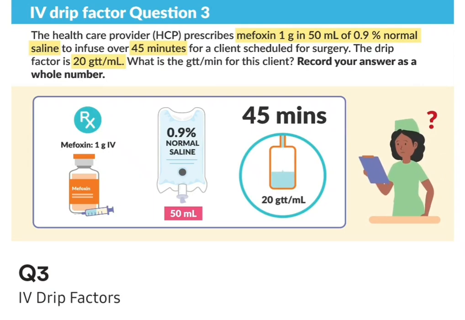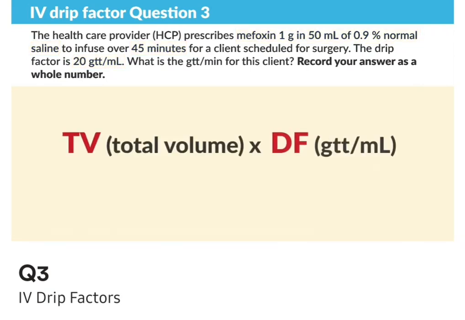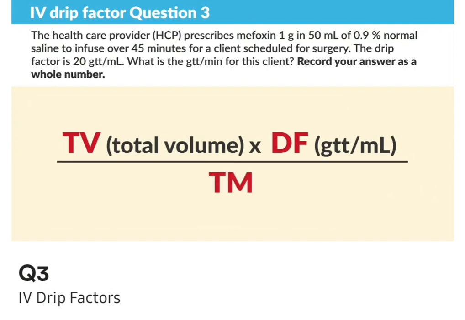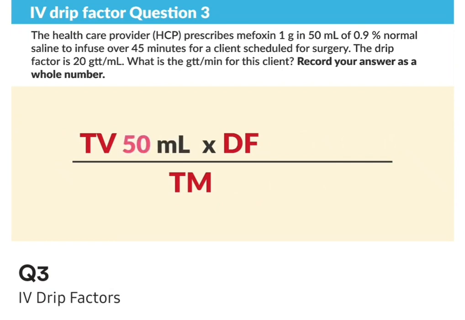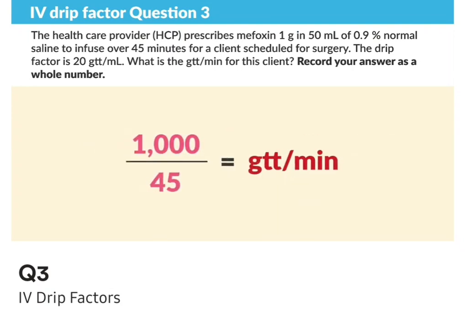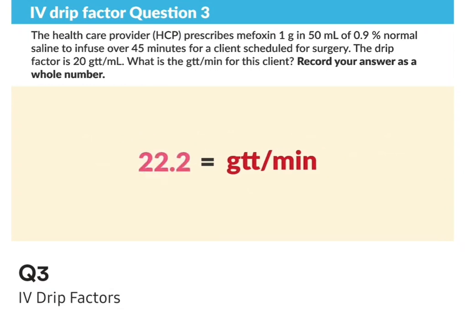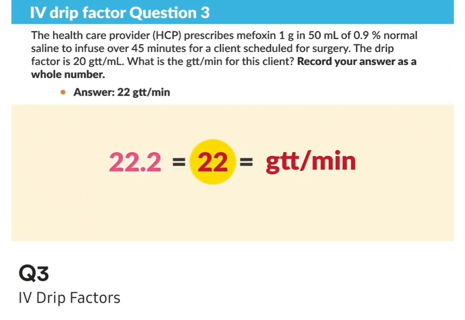So once again, we're setting up the formula. TV makes you deaf over time. But the big thing here is the time, right? Instead of 60 minutes, it's 45 minutes. So simply plug in our numbers here. 50 is the total volume, 20 is the drip factor, over 45. So multiply the top row, we get 1,000 over 45, and so we divide. Now we have 22.2. But again, we can't give 0.2 of a drop, so we round down. So the correct answer is 22 drips per minute.